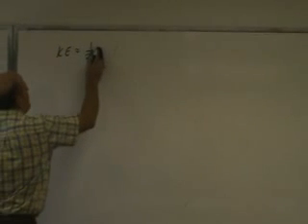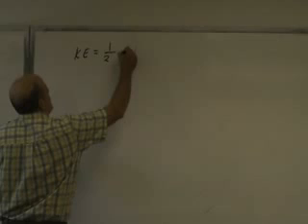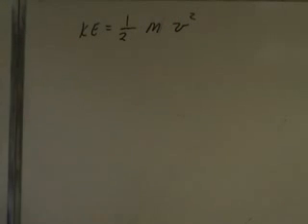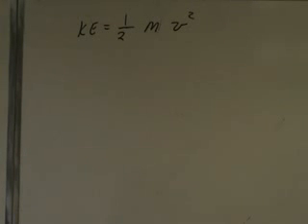Talk about another form of energy. This one y'all may have seen before. Kinetic energy. That's supposed to be 1/2 mass times velocity squared. Some of y'all seen this before? In a physics class or something like that?